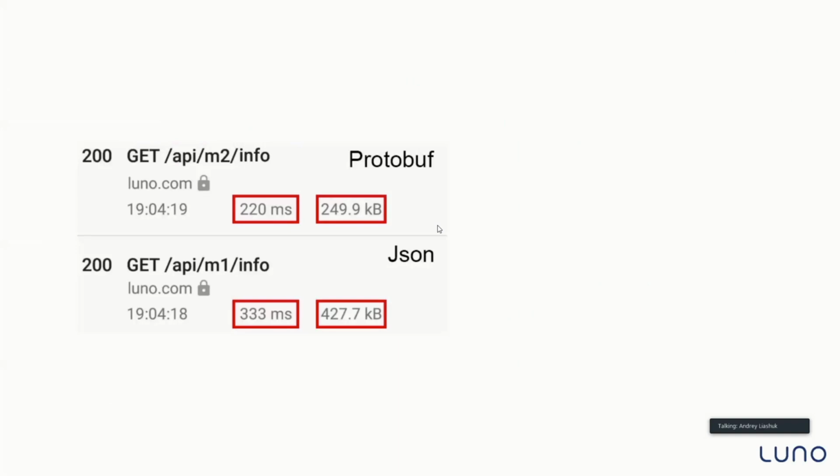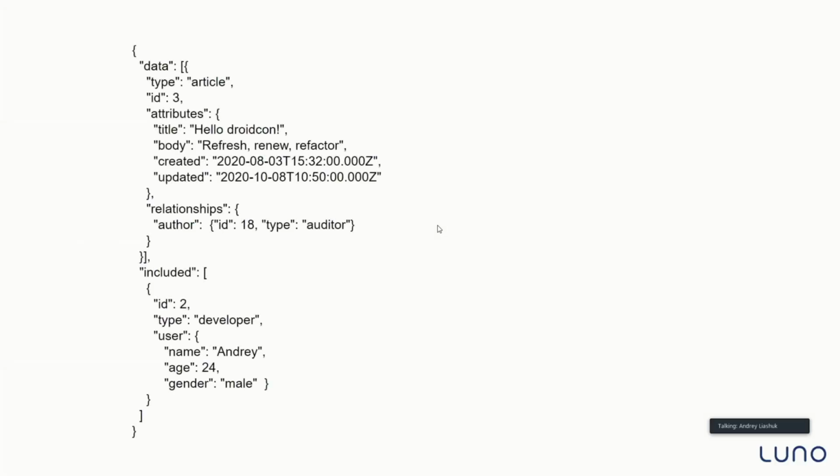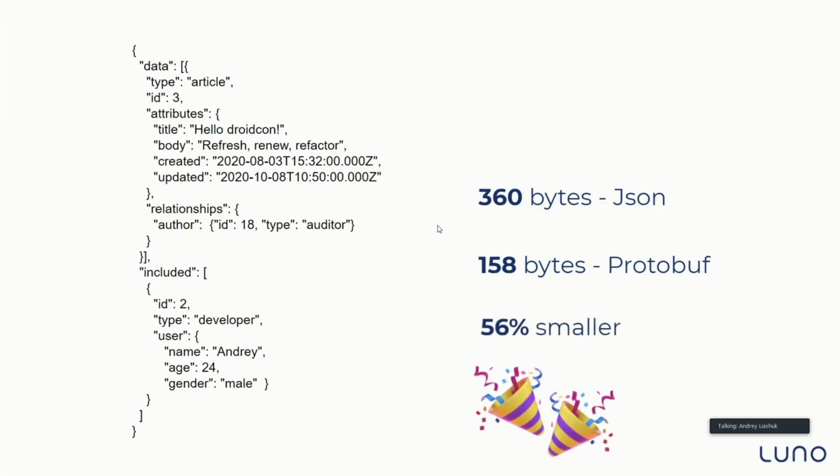I analyzed the biggest response model before and after migration, and seriously, I was shocked. 50% faster and 70% smaller. This is a really good result. But what is the benefit of a smaller model? For this data structure, I created JSON and proto models. After encoding, JSON takes 360 bytes and proto only 158 bytes. This is 56% smaller. I think it's still a good result. Okay, thank you for your attention.